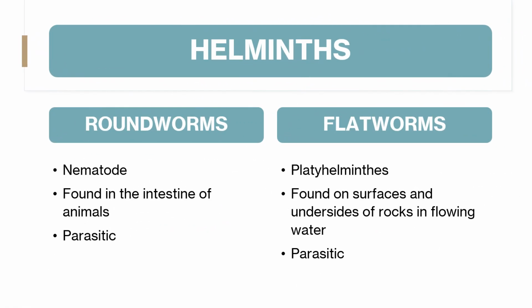And next we'll talk about helminths. There are multiple types of helminths. I chose roundworms and flatworms. So roundworms are actually called nematodes, and they are found in the intestine of animals, and they are very parasitic. Flatworms are called platyhelminths. They're found on surfaces and undersides of rocks and in flowing water, and they are very parasitic. An example of a flatworm would be a tapeworm.